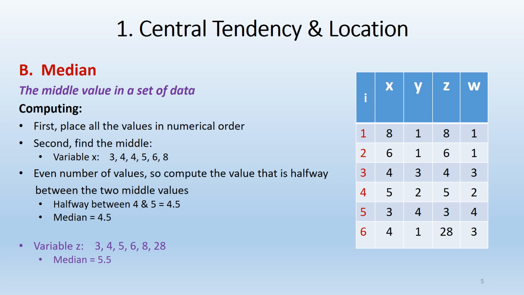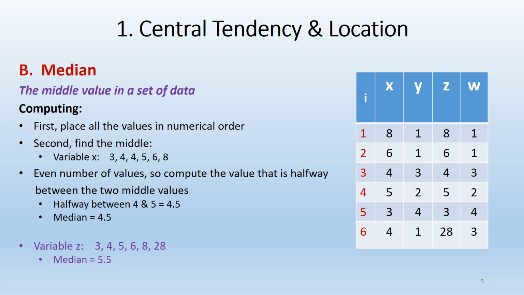In order to compute the median, I need to find the middle of that number list. Since I have an even number of values, I need to find the halfway point, which is right between that 4 and that 5 in the middle of the list, and then figure out what numerical value is halfway between 4 and 5. So I can add them up.